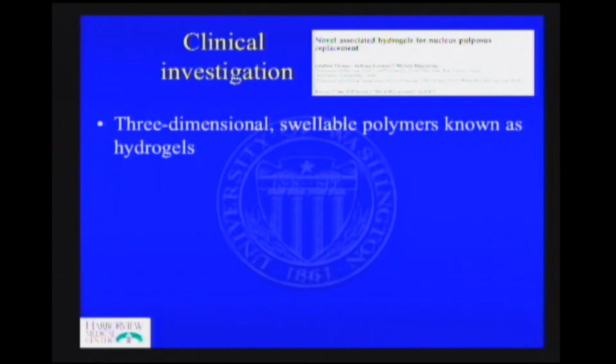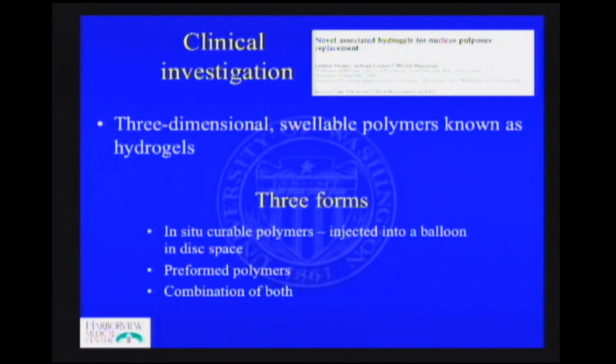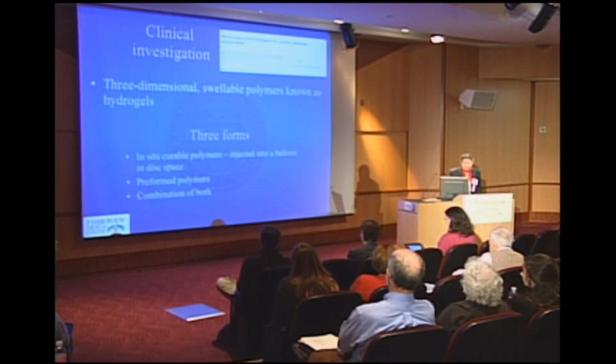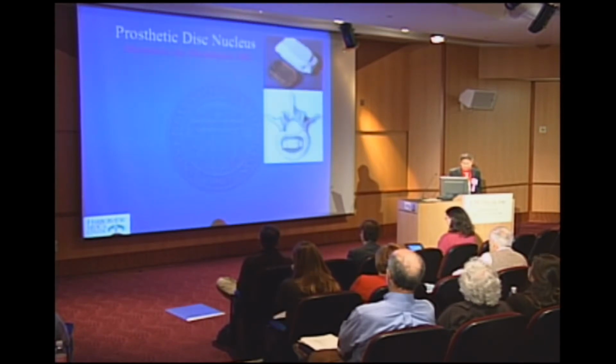There is clinical investigation using hydrogel, which comes in 3 forms. One is the in situ curable polymer, which is injected as a liquid into a balloon, or directly injected into the disc space, and then it is cured to form a gel-like structure. There is also a preformed polymer, which is inserted directly into the disc space, and a combination of both. Now, this prosthetic disc nucleus has been tried clinically.